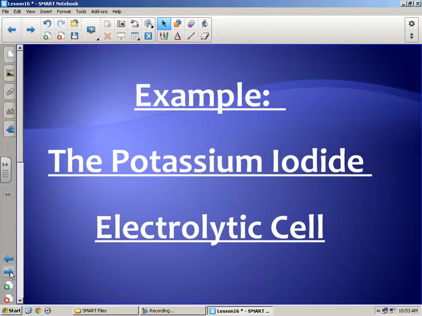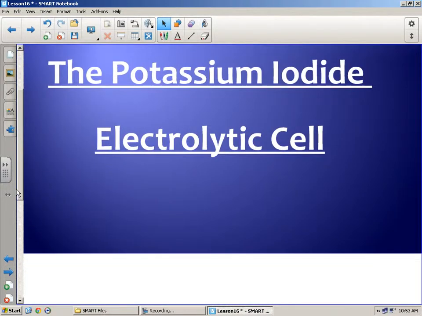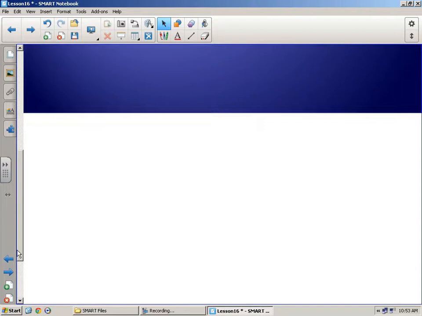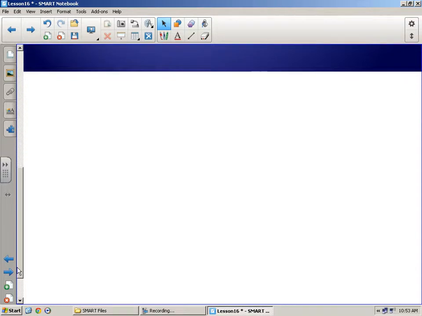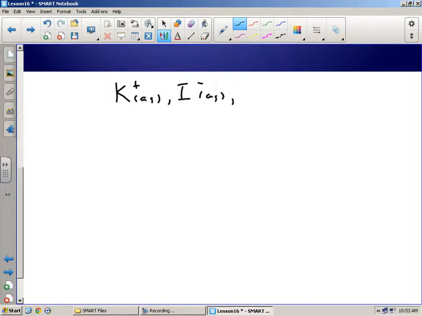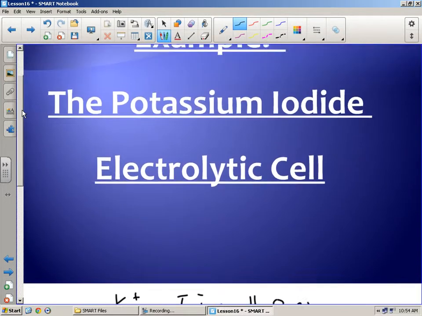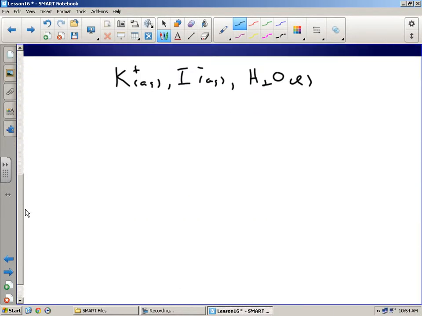Okay? Now you might say, well, how am I going to know what's the difference? Let's take a look at this one. It says electrolytic cell, first of all. And secondly, like I said, they're going to give you a little key word there, but there's also only certain options you're going to have. When you do a potassium iodide electrolytic cell, okay, those are really the only things that you have present in this example here, okay?